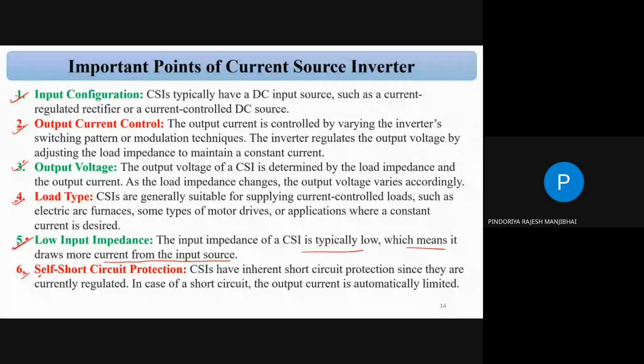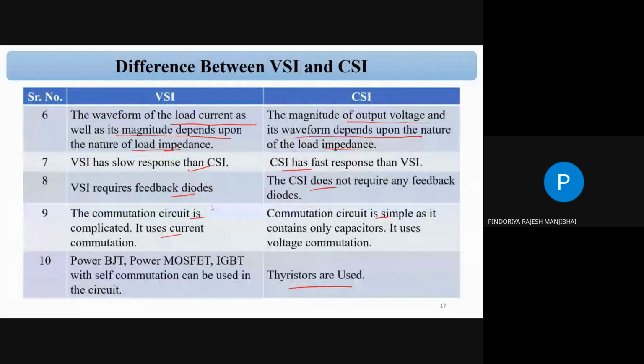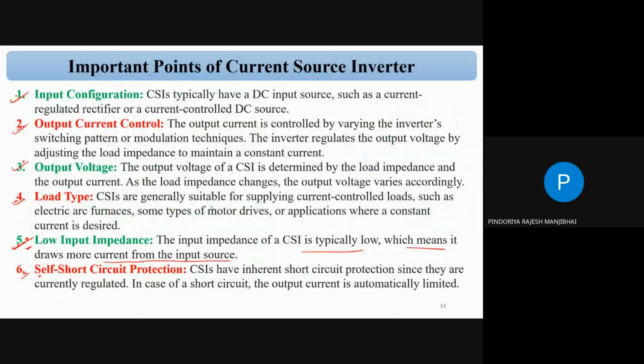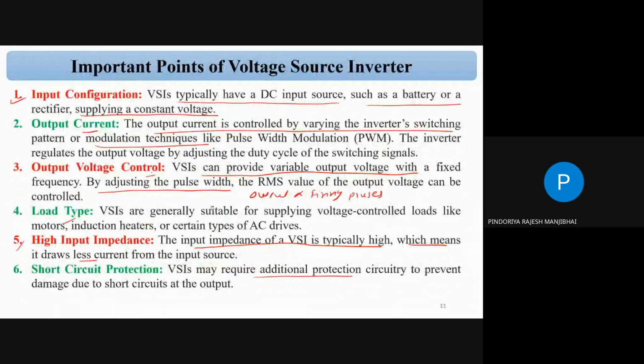your CSI provides low input impedance because the impedance of the inductance is low, but in the case of the capacitor, the impedance is high. That is the nature of the capacitor and inductor. If you see the nature of the capacitor and inductors, then you will get this answer. So why low and high? That is the nature of that element, the fundamental component of the RLC circuit.